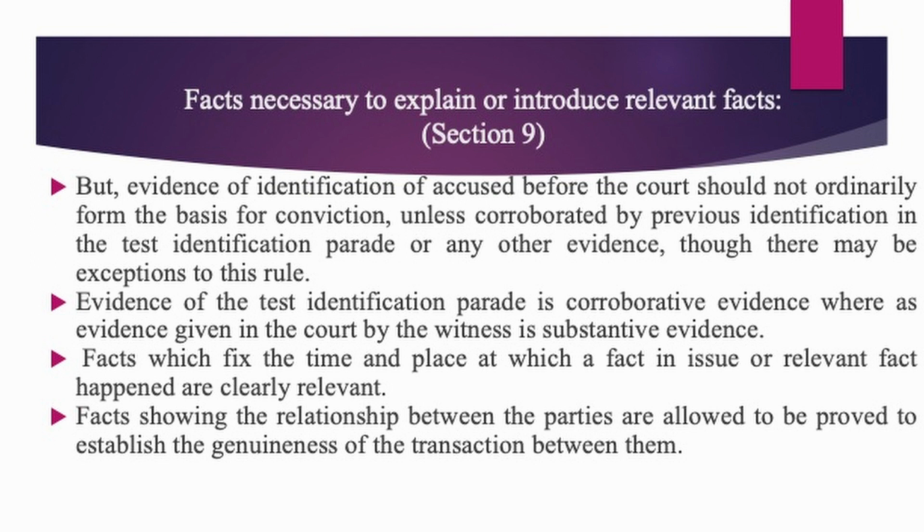Facts showing the relationship between the parties are allowed to be proved to establish the genuineness of the transaction between them. Where the validity of a contract is in question on the ground that it was caused by undue influence and consequently there was no free consent, the fact showing that the relationship existing between the parties is of such a nature that one of them is in a position to dominate the will of the other is relevant.